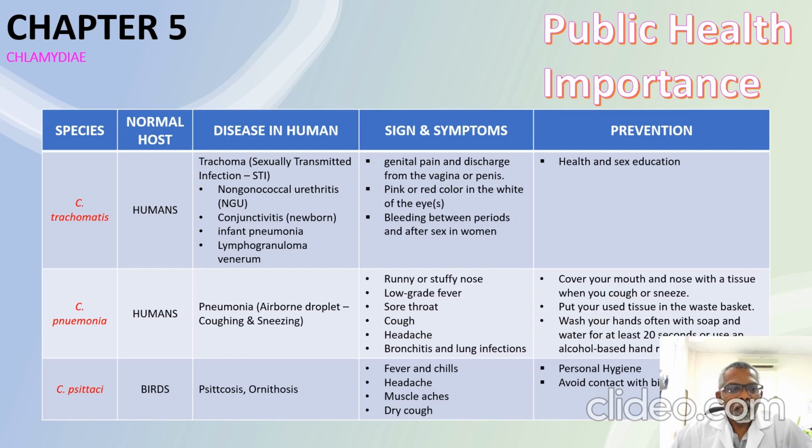And finally, let us look at Chlamydophila psittaci. This species uses birds as its host. And the disease it spreads in humans is known as psittacosis and also ornithosis. The signs and symptoms for this infection are fever and chills, headache, muscle aches, as well as dry cough. The key to the prevention of this infection is to avoid contact with birds.